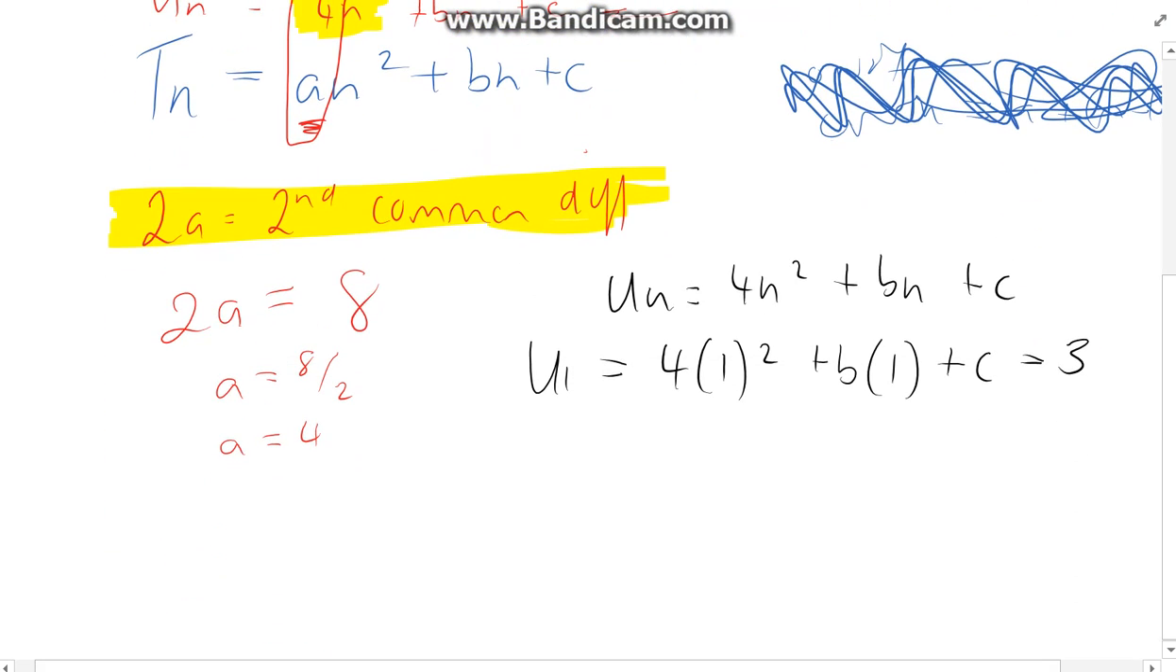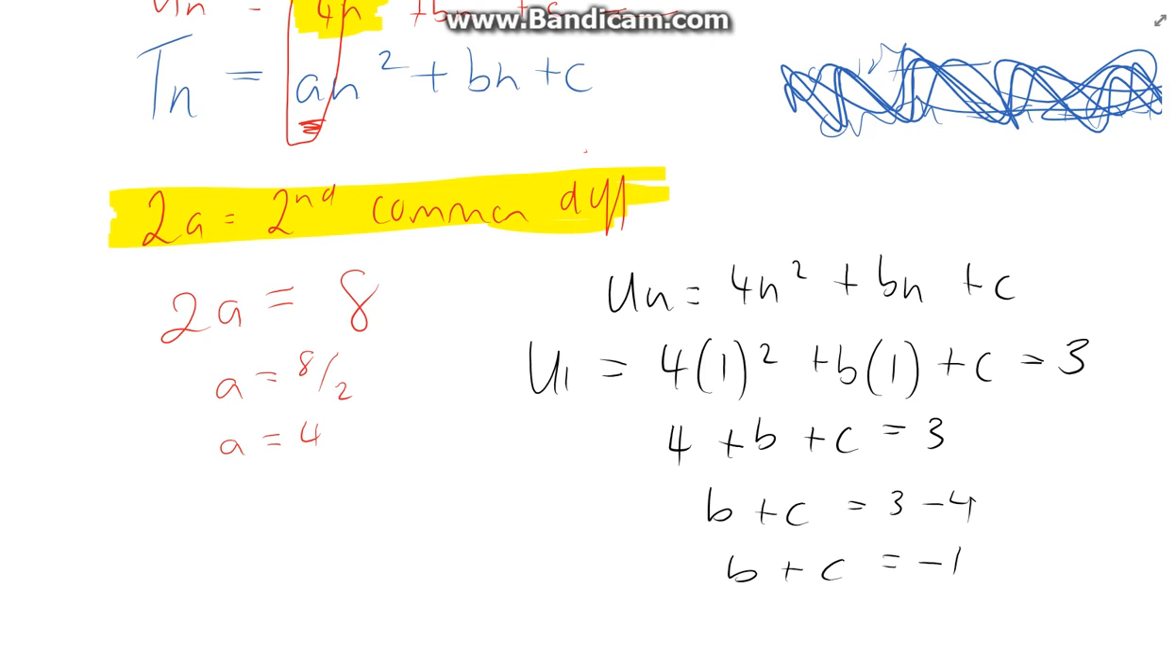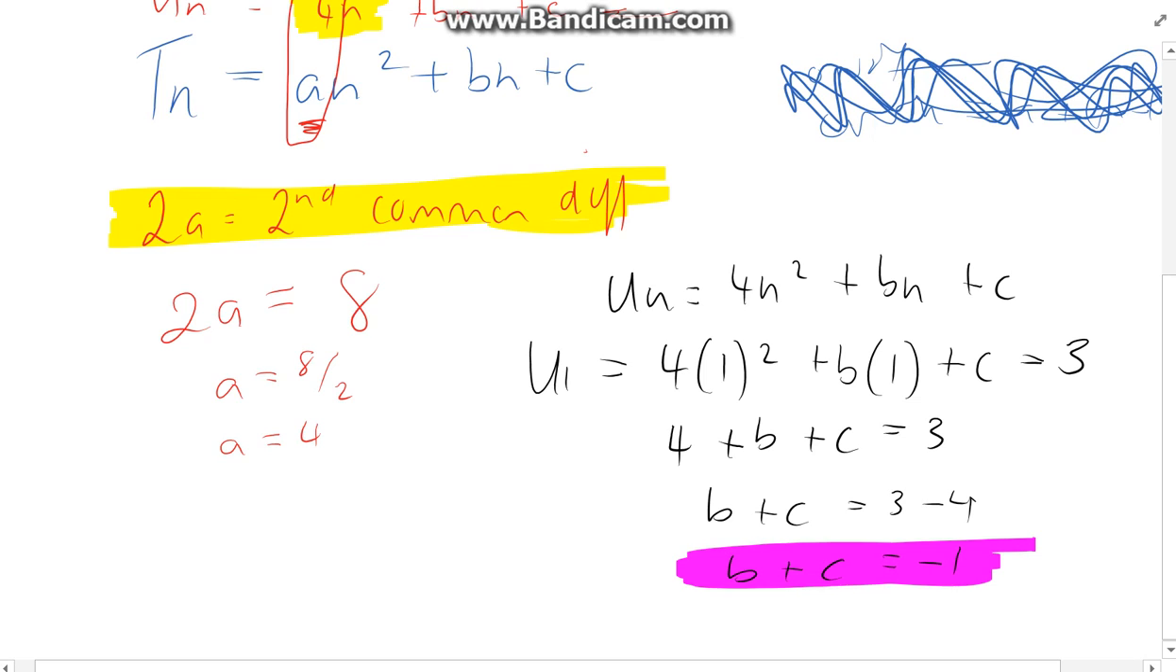So I'll have 1 squared is 1, by 4. Make sure you follow BOMDAS. That will just give you 4. It will not give you 16. Plus b plus c is equal to 3. So I'll have b plus c is equal to 3 minus 4. b plus c equals minus 1. I have one equation got.